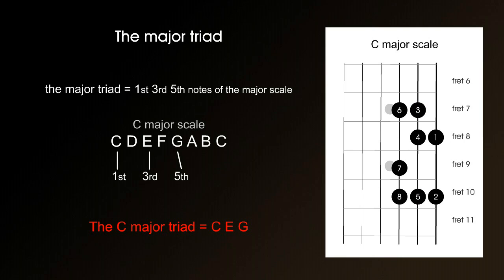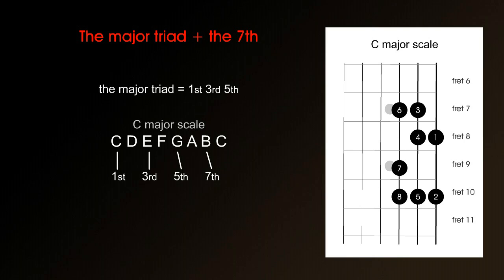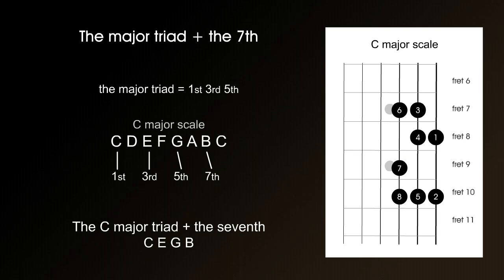To complete the notes needed to construct a major 7th chord, we take the major triad and now add the 7th note of the major scale. This is B. So, the notes required to make a C major 7th chord are C, E, G and B.